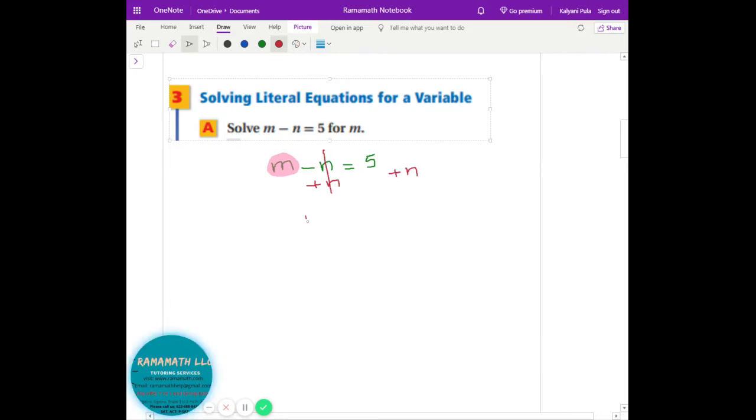So this one crosses out. I'm left with m here. But on this side, I can't put them together, so I need to write it as 5 plus n. That's it. That's all you need to do.